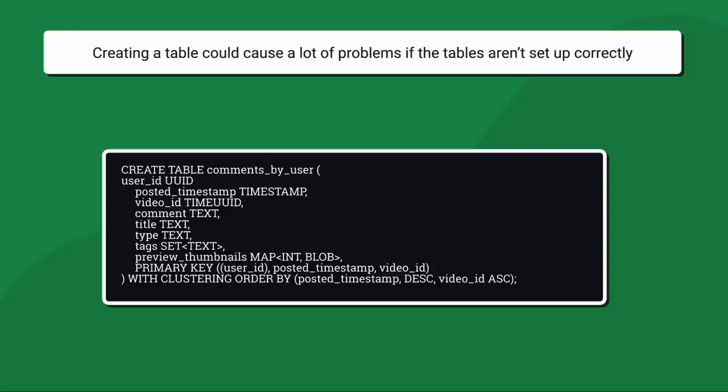Now we have data types which we have added in the previous topic. Now let's create a table using the CQL create table statement. In this example, we've created a table of comments by user. The fields in the table are everything that we saw on the previous slide in the physical version of the table, where user ID is UUID, and the posted timestamp is a timestamp, and all the other data types that we saw earlier.